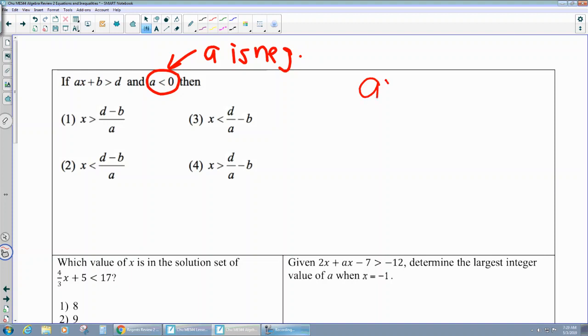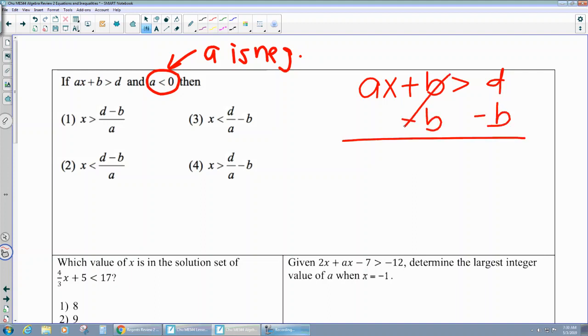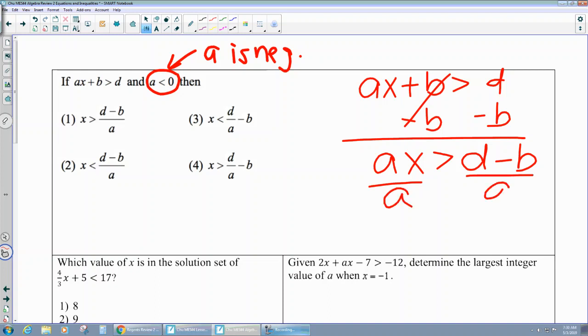I have ax plus b is greater than d. To solve, the first thing I'm going to do is subtract b from both sides. And I get ax is greater than d minus b. And then divide by a. So everything is pretty straightforward right now. I get x and then d minus b over a.